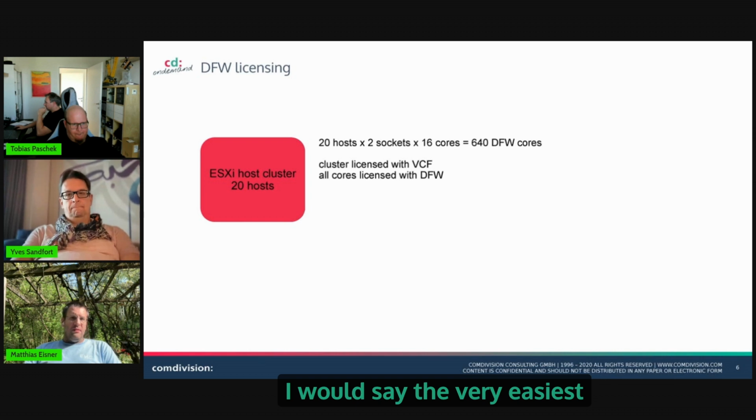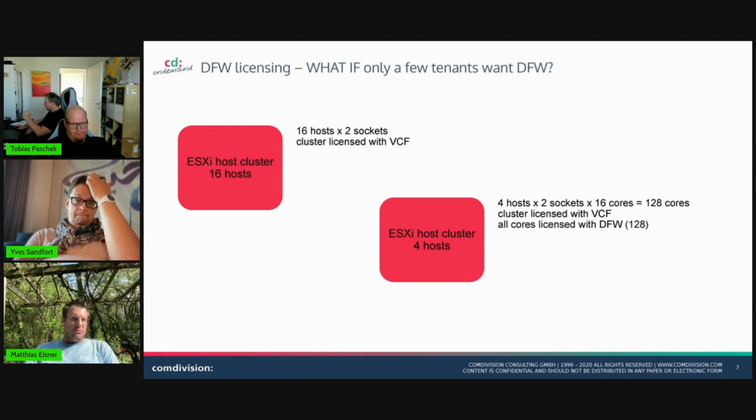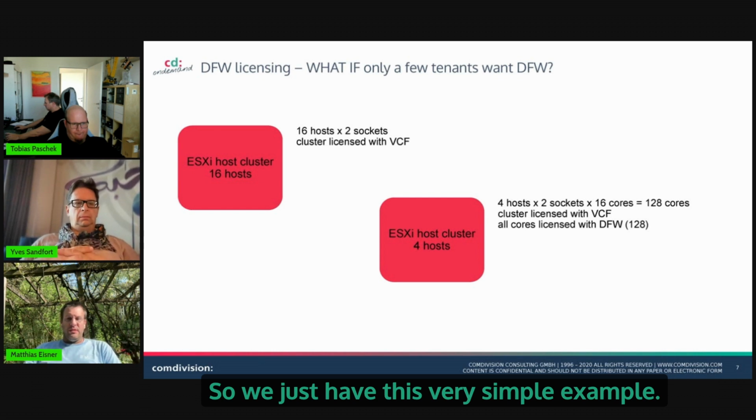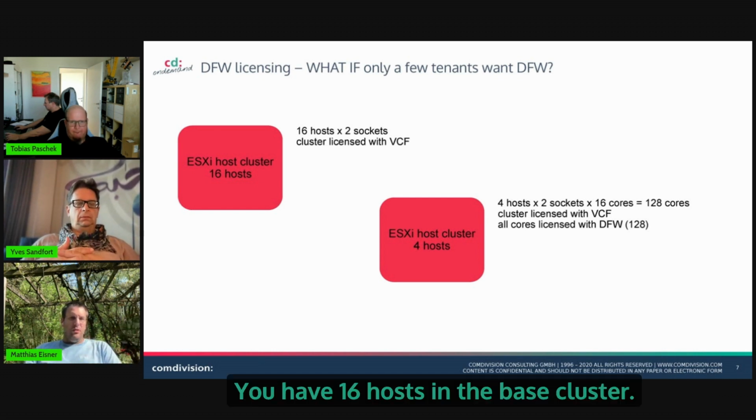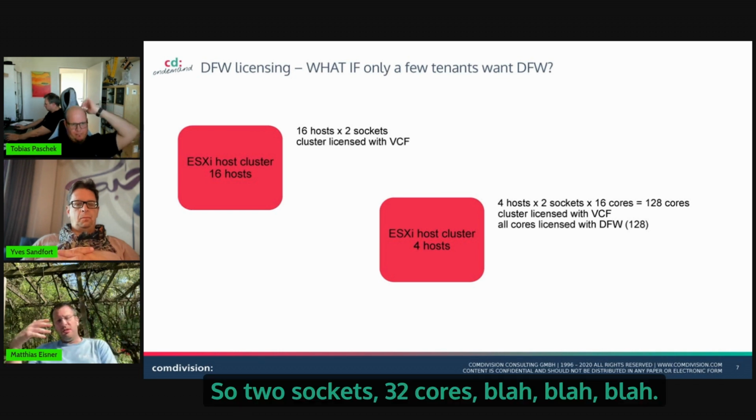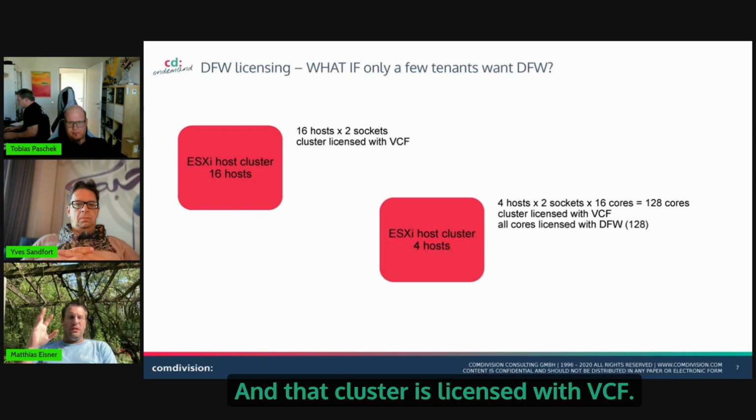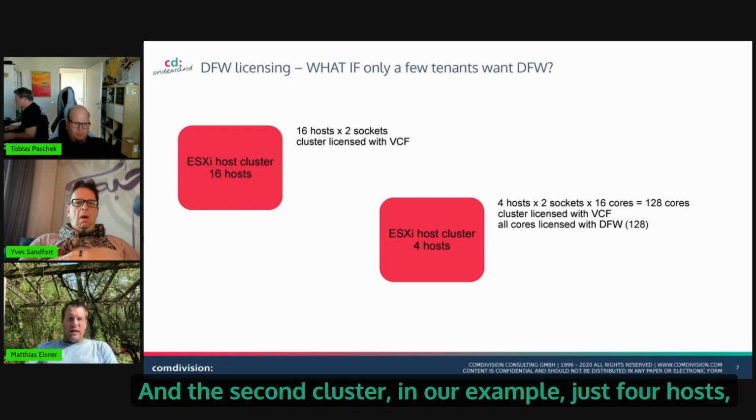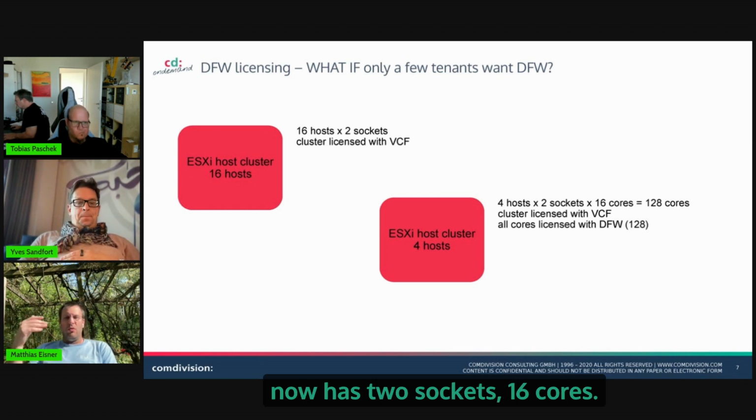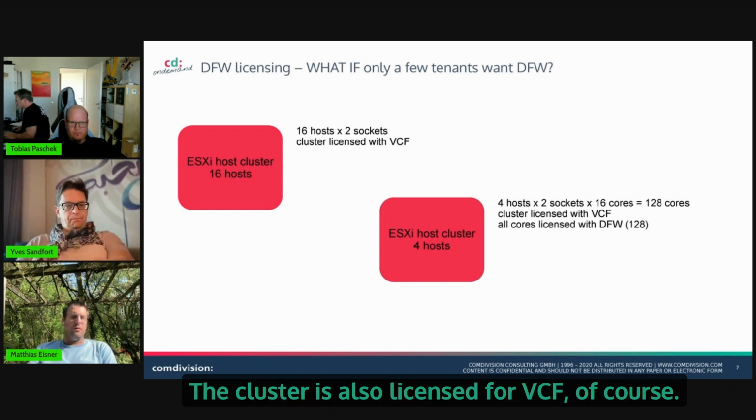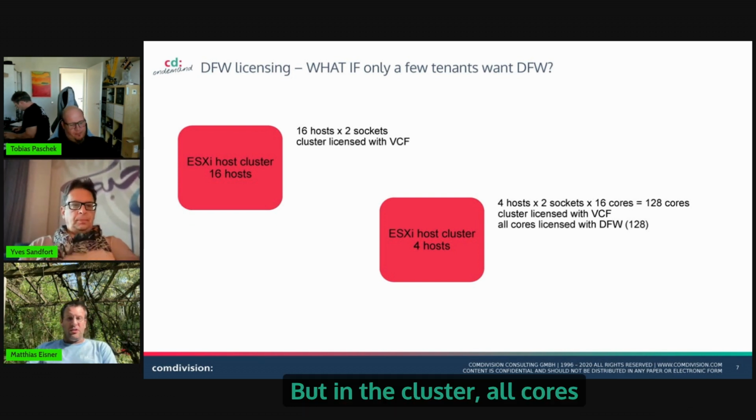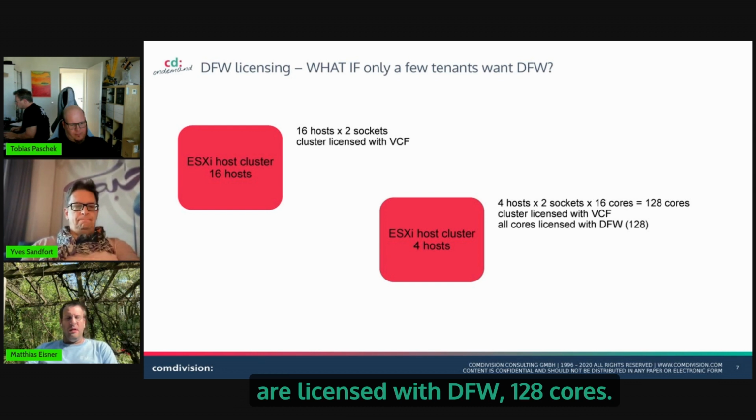I would say the very easiest approach is to split clusters. Just have multiple clusters. So we have this very simple example. You have 16 hosts in the base cluster, so 2 sockets, 32 cores, and that cluster is licensed with VCF. And the second cluster, in our example, has just 4 hosts with 2 sockets, 16 cores, so 128 cores. That cluster is also licensed for VCF, of course, but in that cluster all 128 cores are licensed with DFW. So that's a big game changer.